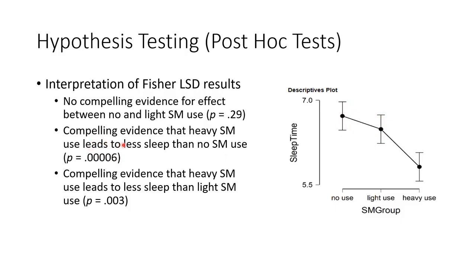Then we're comparing the evidence for heavy, we do have compelling evidence for heavy social media use leading to less sleep than no use, comparing these two means. Again, we have a very small p-value because, again, there's no overlap between the conditions. And then we're comparing the middle light use to the heavy use. And again, no overlap and still very compelling evidence. So heavy use seems to have a very detrimental effect on the amount of sleep that you have in a given night.